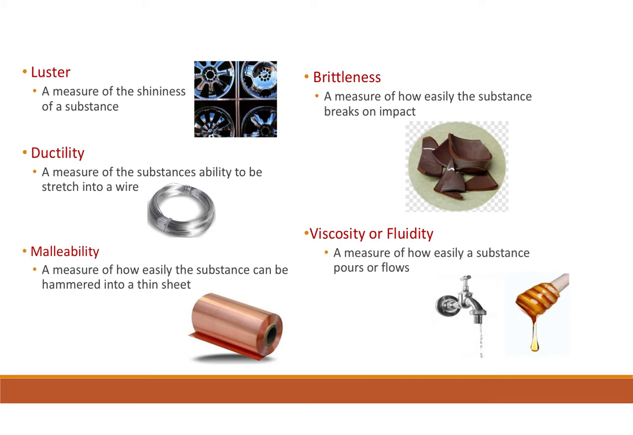These next three properties are very common in metals. They have luster, which means they are shiny. They are ductile, so they have ductility. We can stretch them into a wire. And they have malleability. You can actually pound them into a thin sheet, like this copper foil that we have an illustration of, or aluminum foil that's probably in your kitchen.